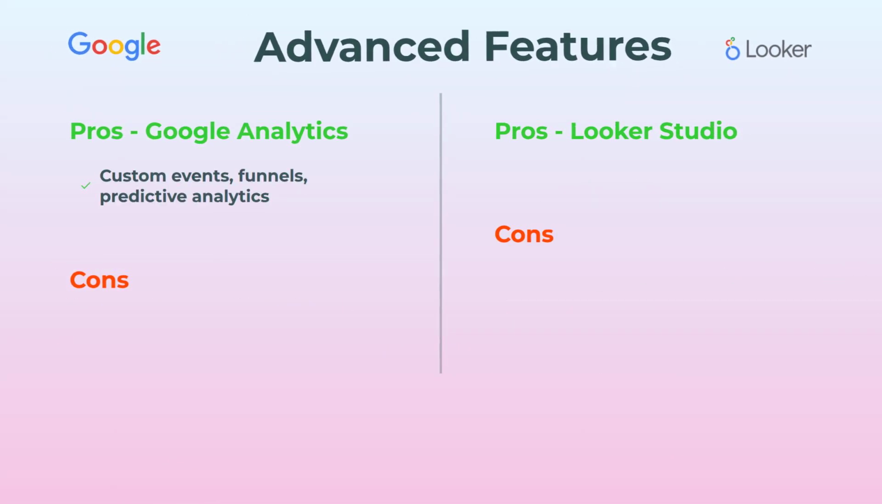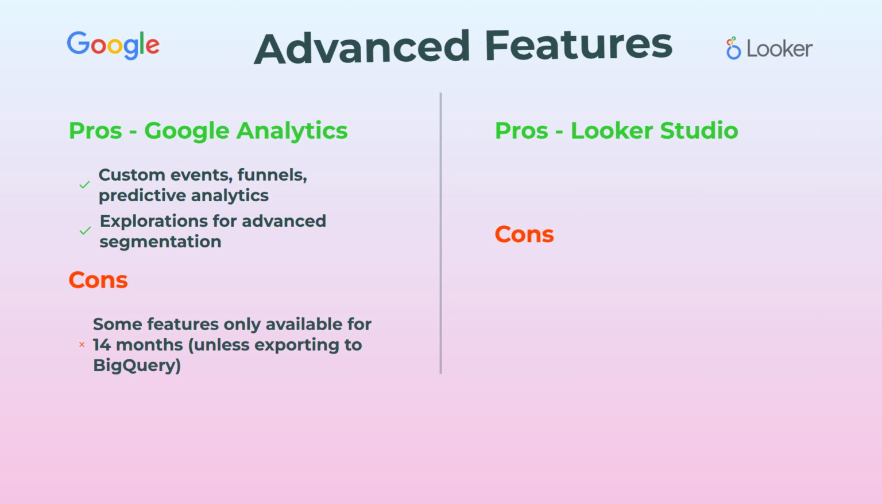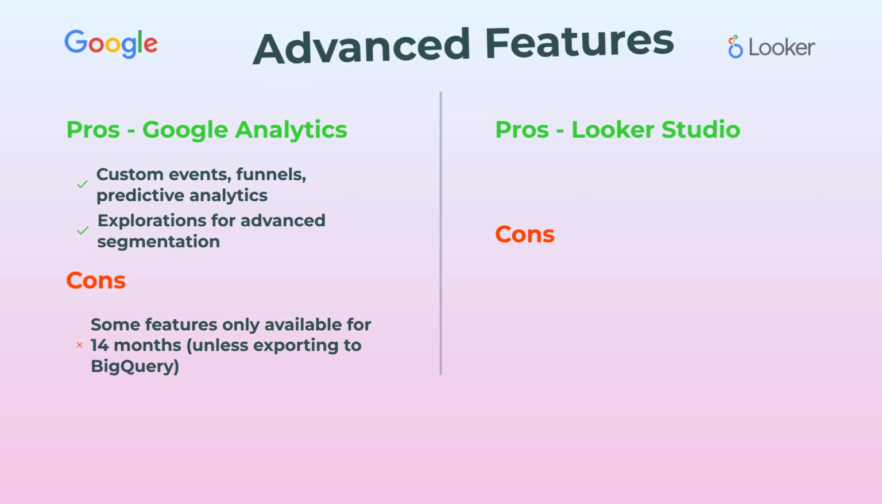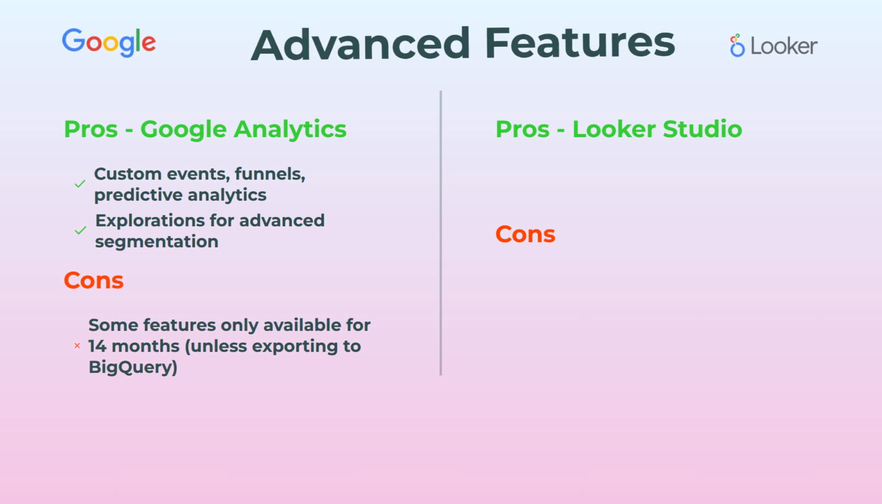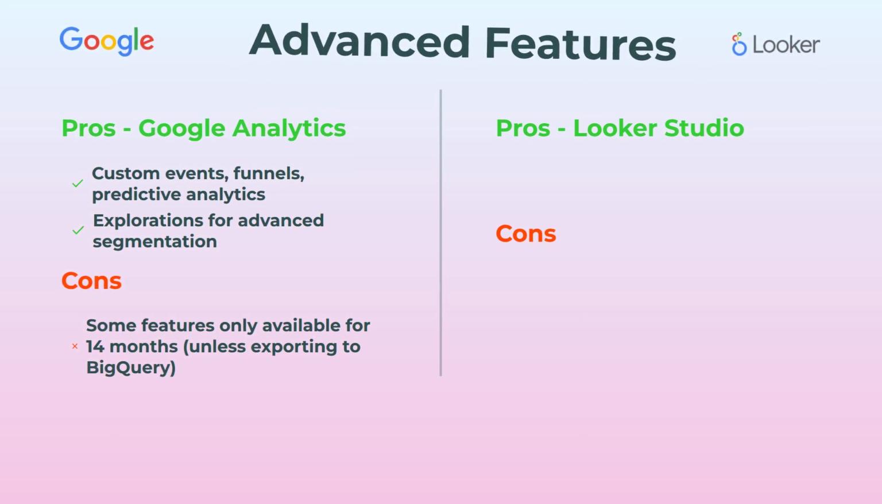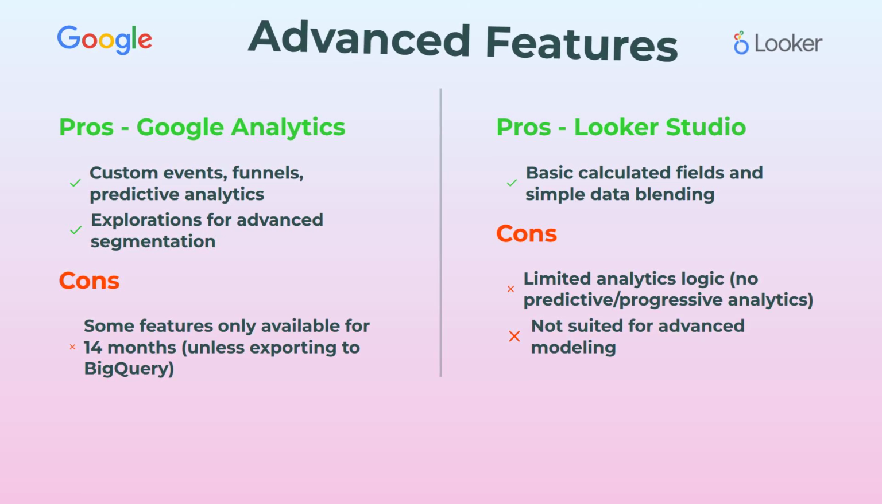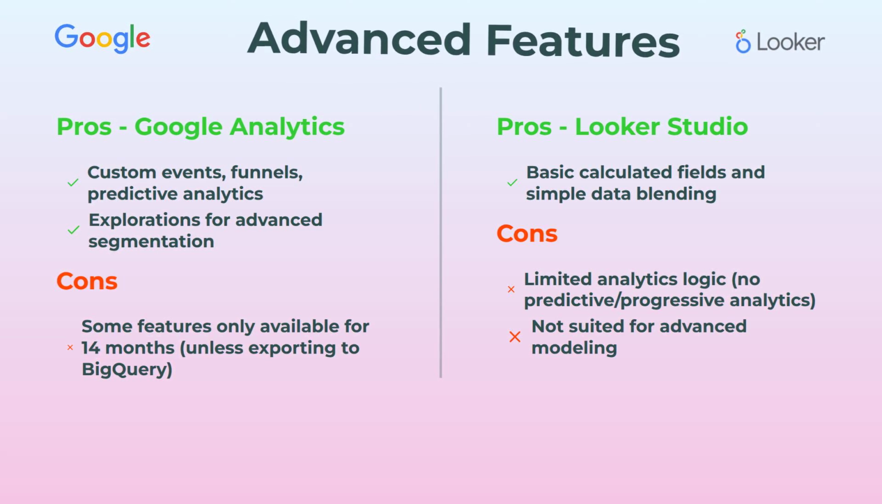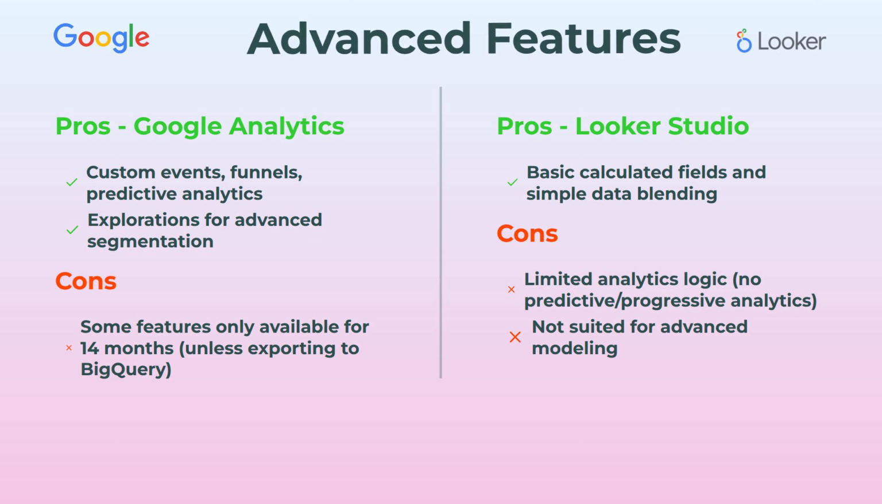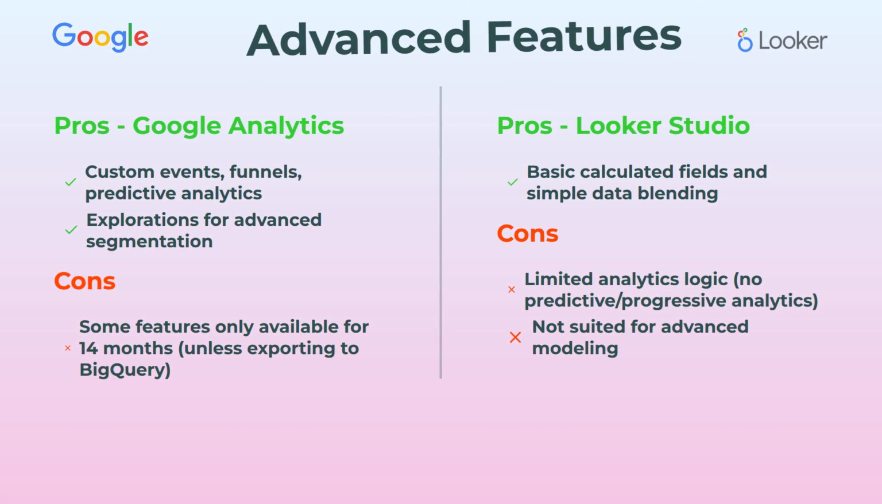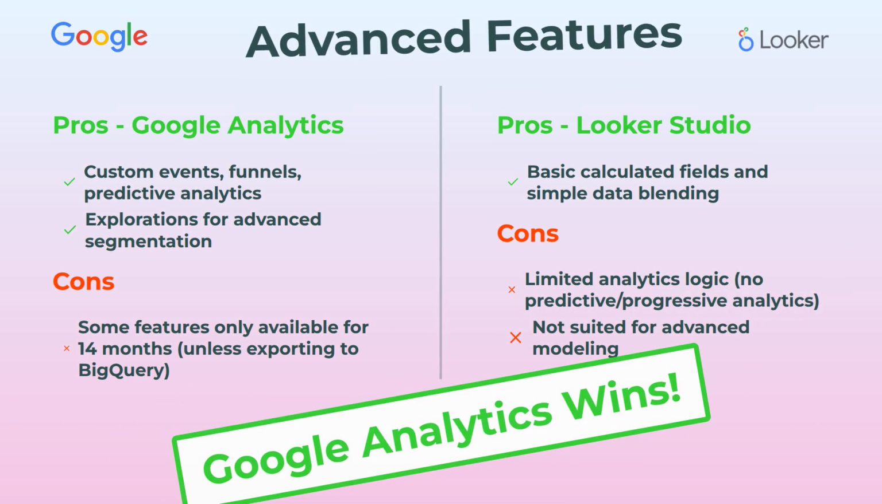On to advanced features. Google Analytics offers some wild stuff. Custom events, funnel reports, predictive analytics. You can get super deep into user journeys. There's a little catch though. Most of those advanced features only stick around for about 14 months, unless you export data to BigQuery. Looker Studio keeps it simple. You get calculated fields and some basic data blending, but it's just not built for fancy analytics. You try doing predictive modeling in Looker Studio and, well, good luck. Winner here is definitely Google Analytics.